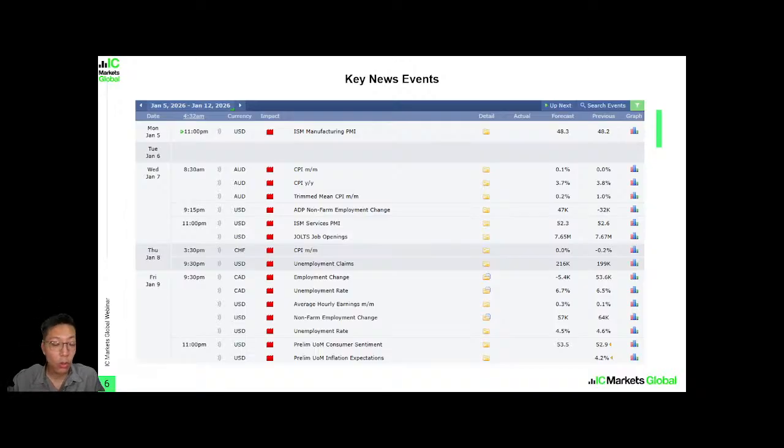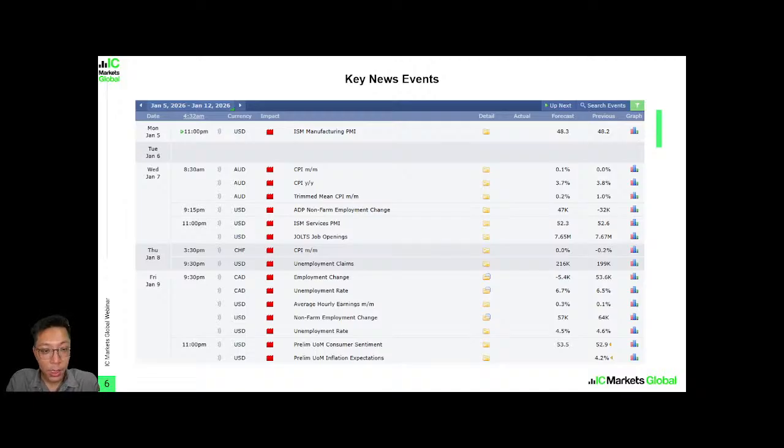Later on I shall go on to the chart after this. So please bear with me for a little bit while I go through the key news events for the week ahead. For Wednesday, we have the AUD CPI news and also AUD trimmed mean CPI. So you can expect AUD USD to be pretty volatile, as well as AUD JPY and AUD CAD, if you actually trade those pairs.